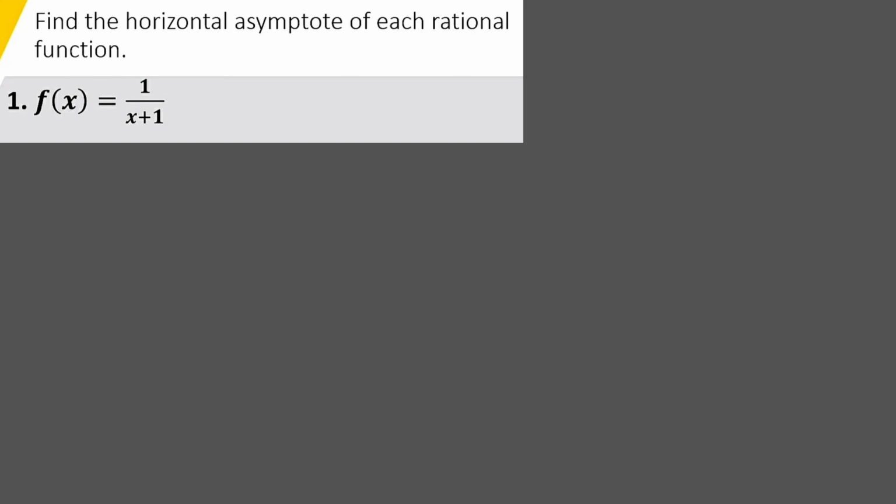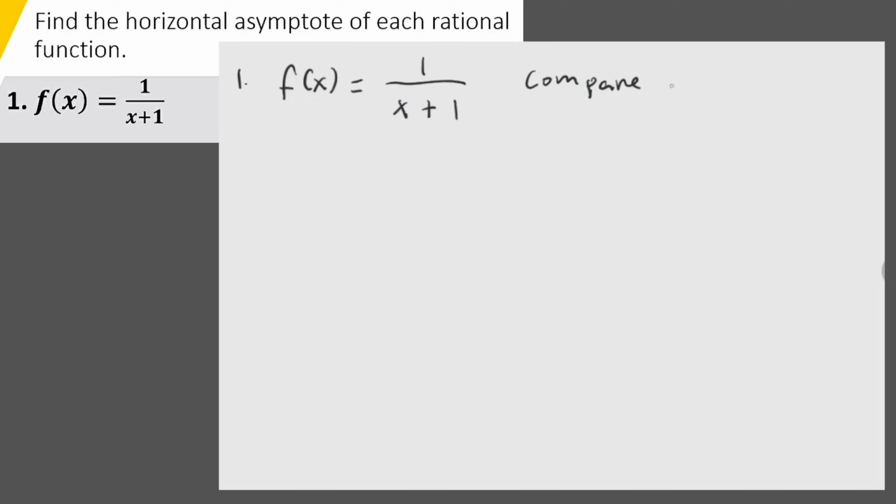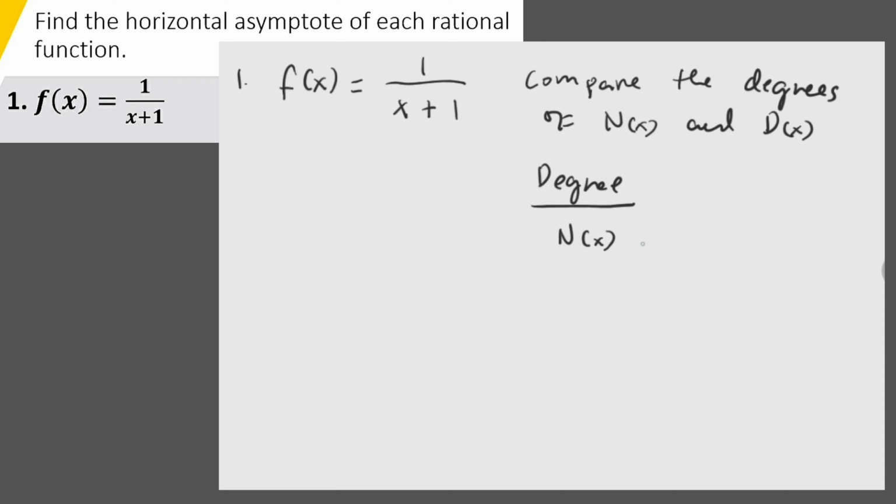Okay? Okay, so let's say we're asked to get the horizontal asymptote of f of x is equal to 1 over x plus 1. Okay, so what we're going to do is we are going to compare the degree of our numerator and denominator. So, check natin yung degree ng numerator. So, yung degree ng numerator natin is 0 since constant siya, wala siyang variable. So, ang degree niya is 0.